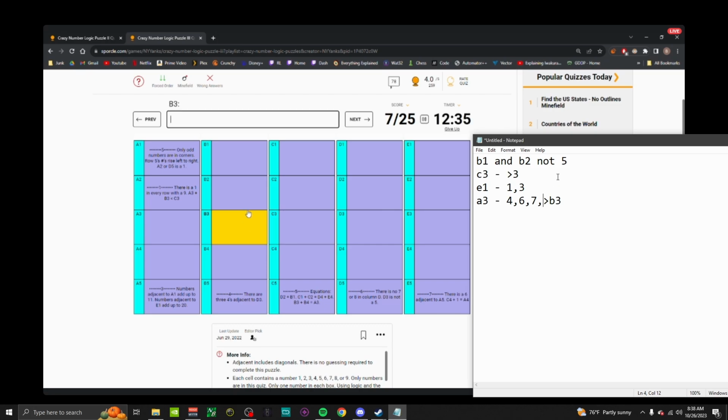Which means B3 could be well, if this can't be the minimum, does that mean the minimum C3, or sorry, because the minimum A3 can be now is 4, the minimum C3 can be is now 5. Or no, it is now 6. Because C3 has to be bigger than the minimum of A3, which is 4, plus the minimum number possible, which is 1, which is 5, so it has to be at least a 6, C3.